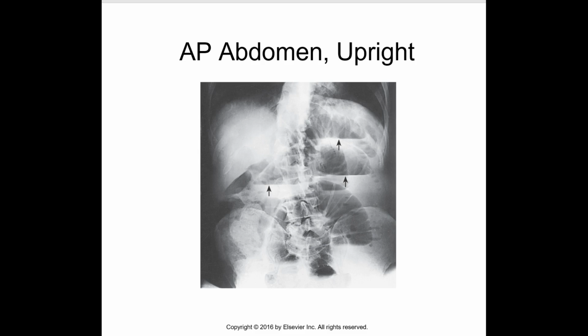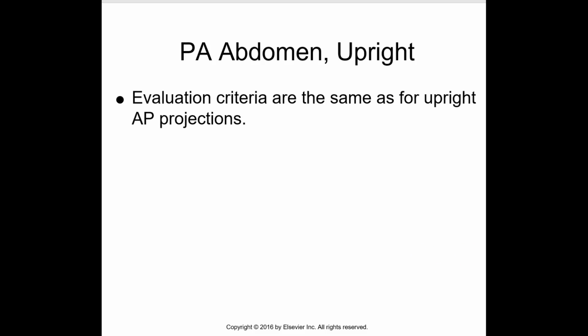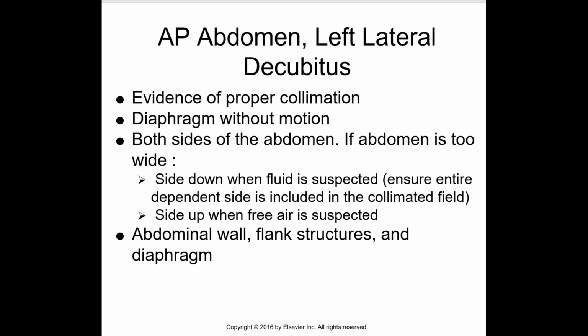Not the best example, but you can see they have the markers. You wouldn't generally put the markers right in the middle. You would probably put the upright marker to the side, right above your right or left marker. You can put the arrow indicator. For the PA upright, the evaluation criteria are the same for the upright projections.